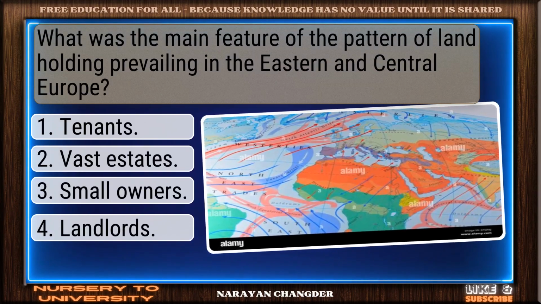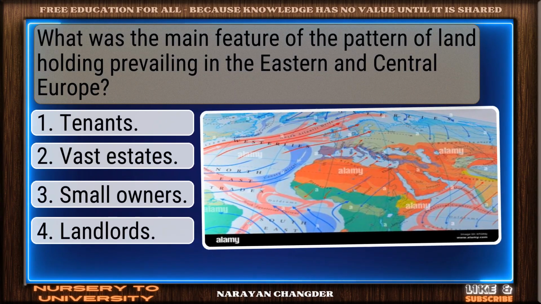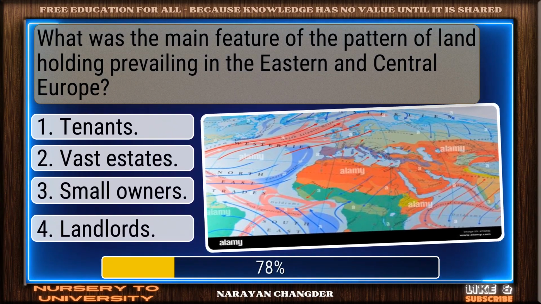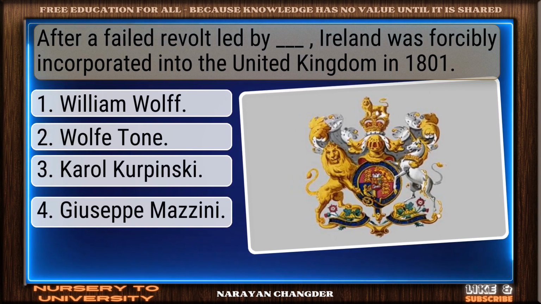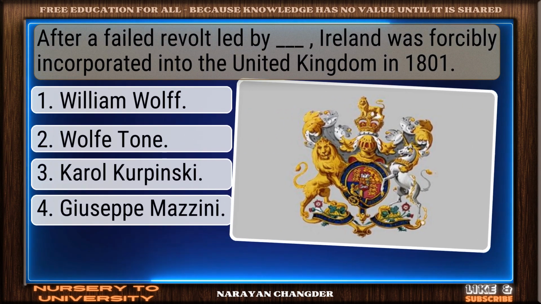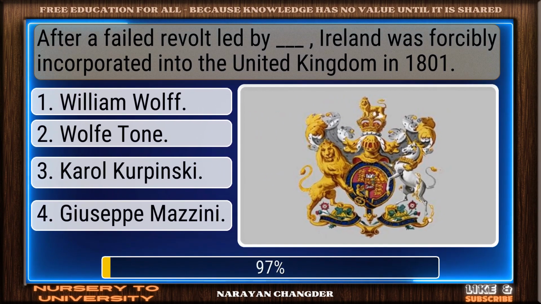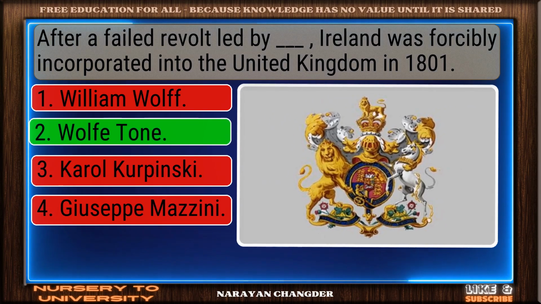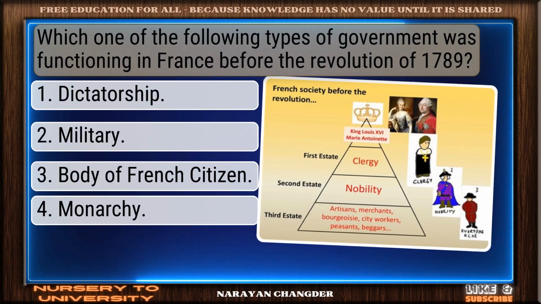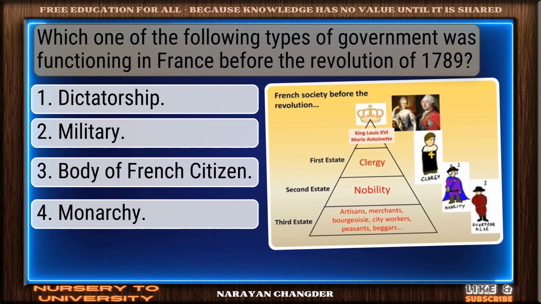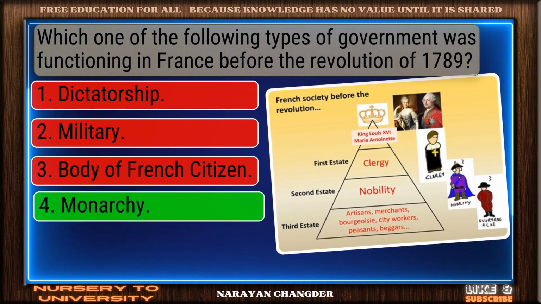What was the main feature of the pattern of land holding prevailing in Eastern and Central Europe? Clear logic. Vast estates is sound. After a failed revolt led by Wolfe Tone, Ireland was forcibly incorporated into the United Kingdom in 1801. Strong choice. Wolfe Tone is right. Which one of the following types of government was functioning in France before the Revolution of 1789? You got it. Monarchy fits.